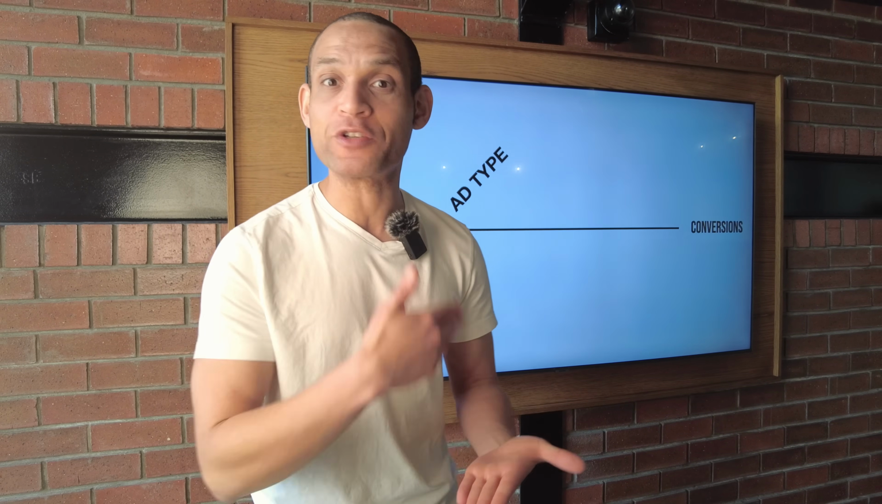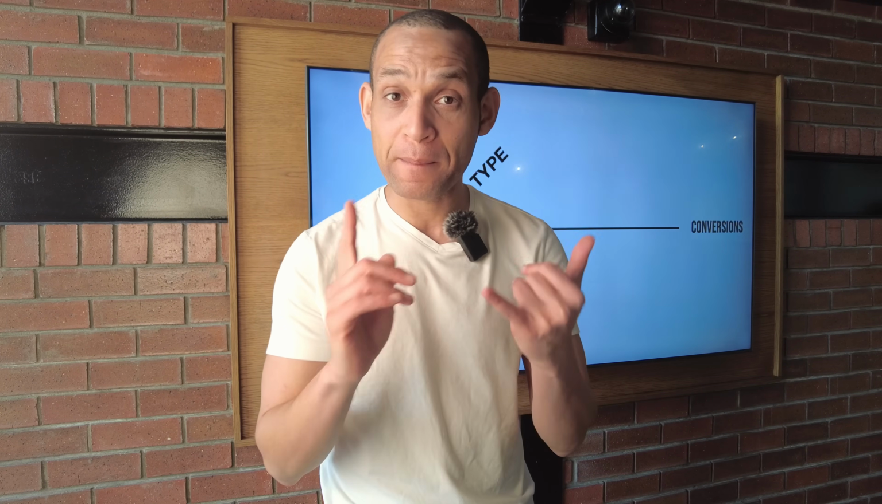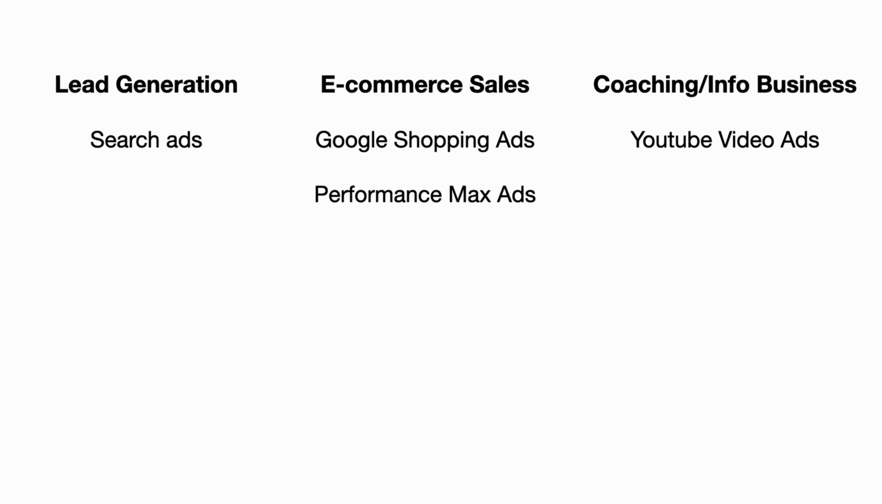Now, if you have an online store, and this is where somebody has to take out their credit card and make a payment on your store, like you're selling furniture or you're selling books or you're selling, I don't know, you're selling something, then you want to run Performance Max or you want to run a Google Shopping ad. If you are selling a physical object that you ship to the person, then you want to be running Google Shopping ads.